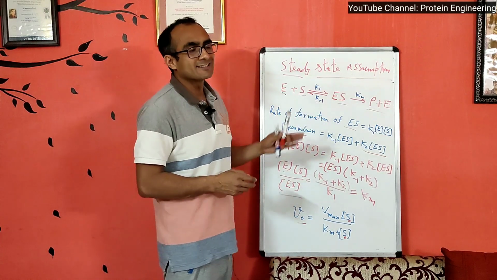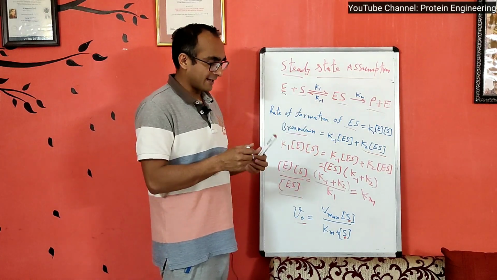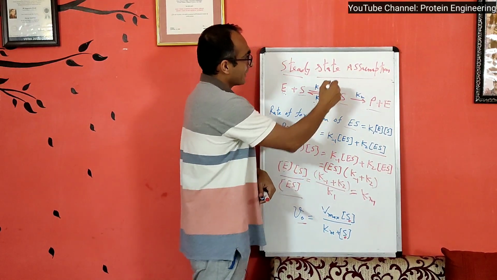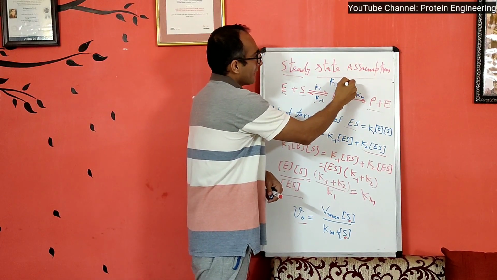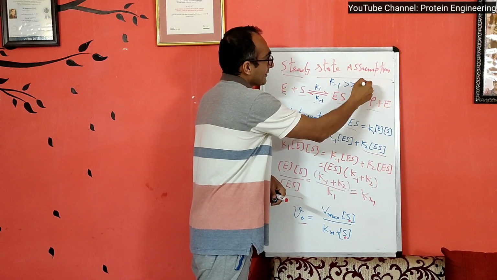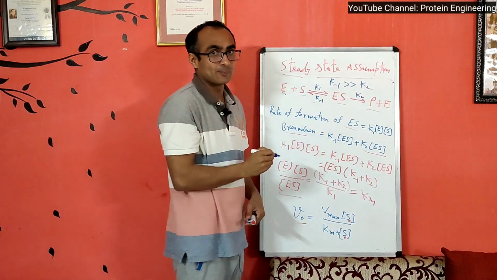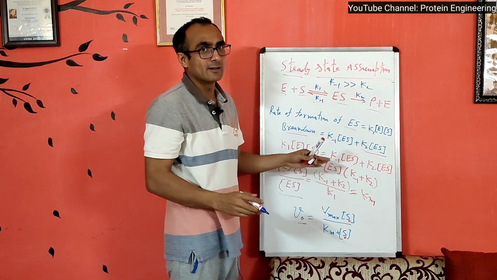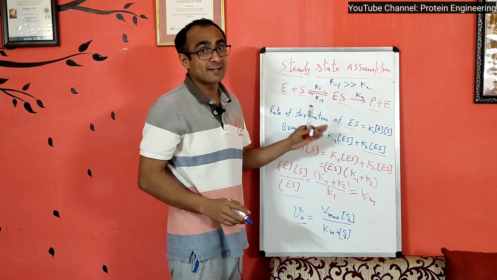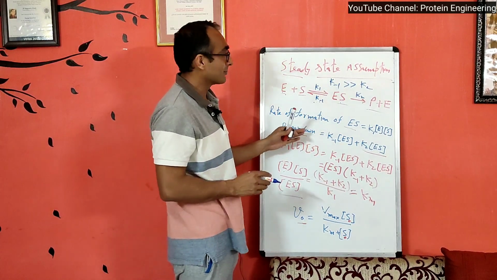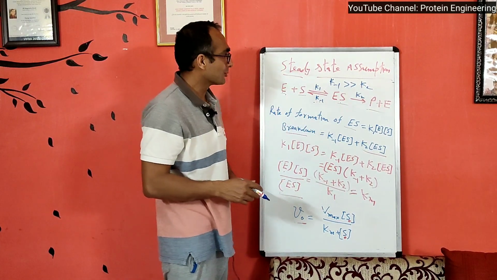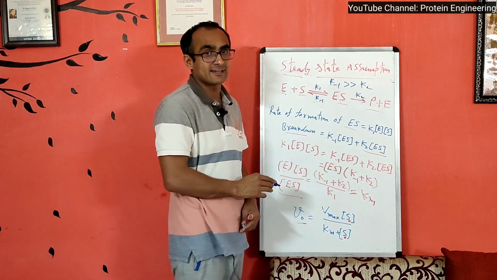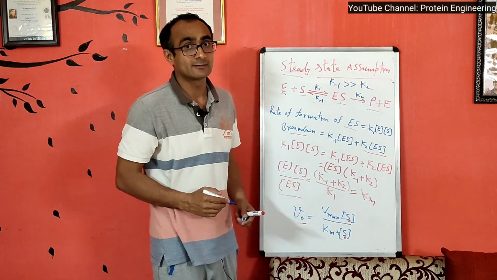So the equilibrium assumption given by Michaelis-Menten can only be applied if the value of K minus 1 is very high, much more than K2. It means the dissociation of ES to product is negligible. Only then is the equilibrium assumption given by Michaelis-Menten applied. Otherwise, most reactions follow steady state kinetics given by Briggs and Haldane.